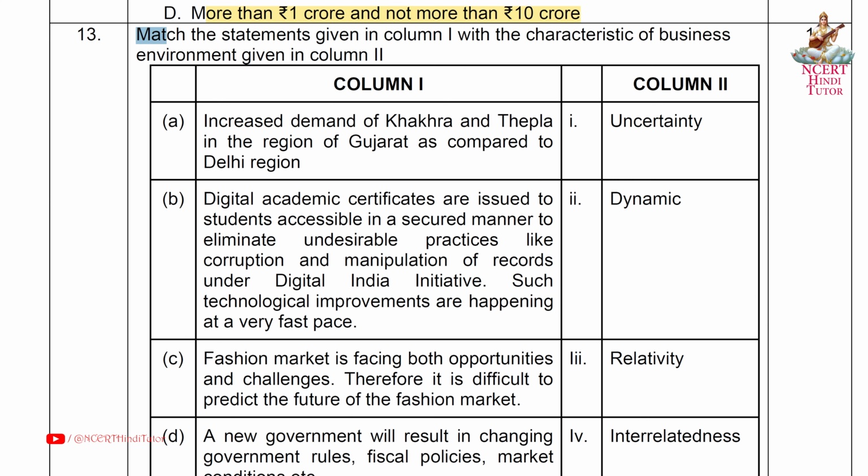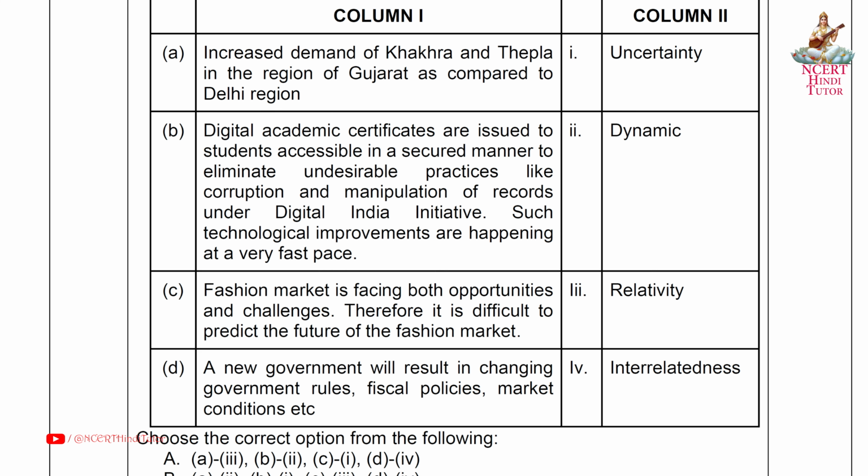Question 13. Match the statements given in column 1 with the characteristic of business environment given in column 2. A. Increased the demand of khakra and thepla in the region of Gujarat as compared to Delhi region. So we connect it to third, relativity.